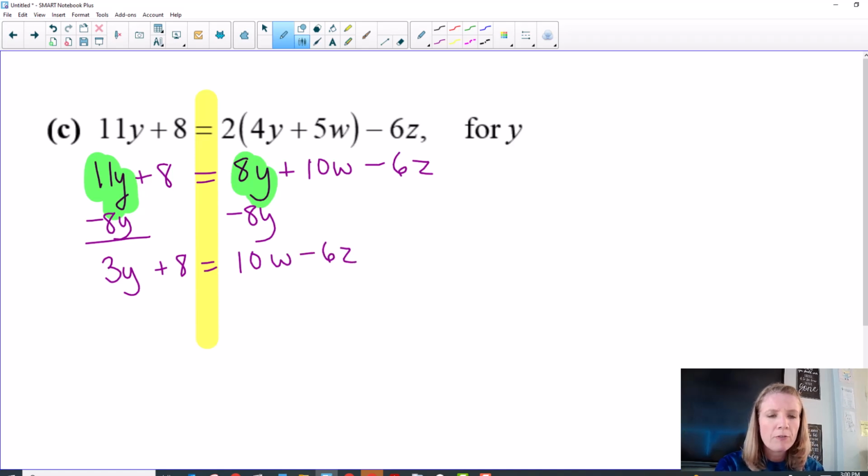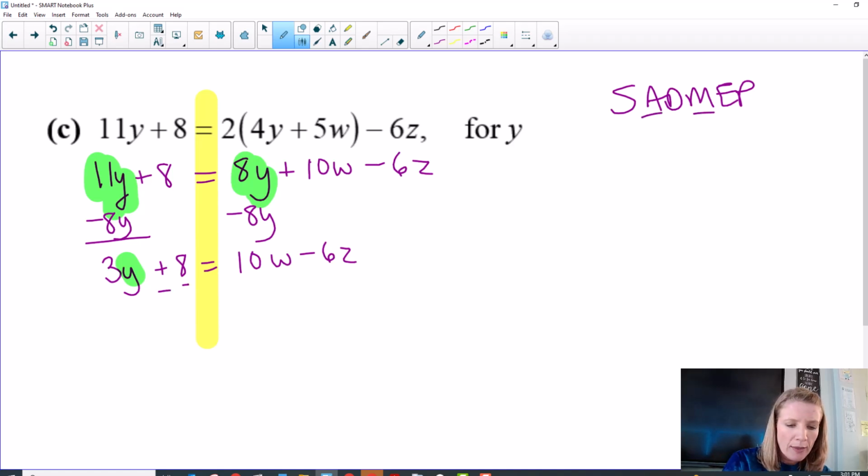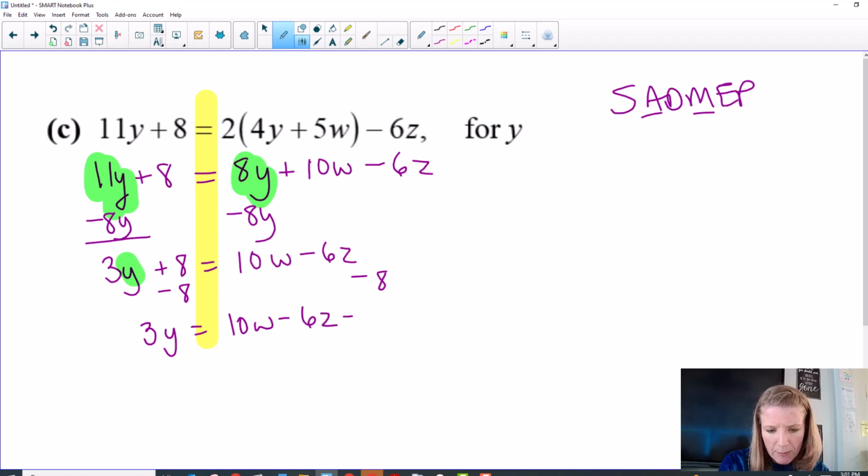And now I'm solving for y, only y. So anything that's not a y, I want to get rid of. So I have a multiply by 3 right there, and an add 8. So what do I get rid of first? Add comes before multiply. So I subtract the 8, and you're like, I don't have anything to subtract it from. It doesn't matter, just write it down. Don't stress about it, just 10w minus 6z minus 8.